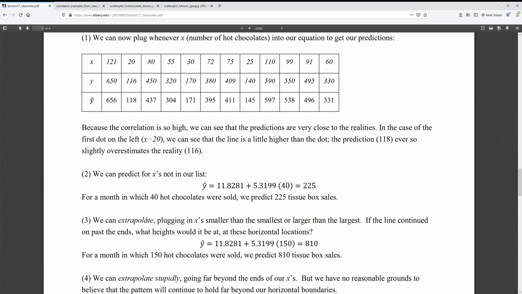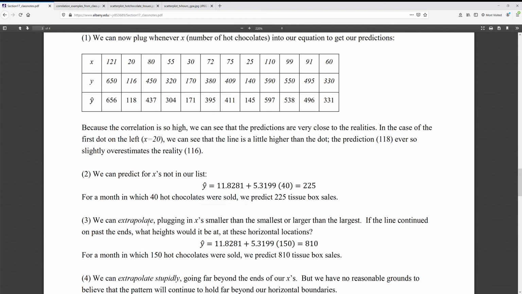Now again, there's no direct causal relationship, but this is not that mysterious either, right? It's got to do with temperature. If there were a month in which the temperature was such that you were selling 40 hot chocolates, then with a fair degree of accuracy, you could predict 225 tissue box sales. So temperature is what we call a lurking variable. We'll talk about that a bit later. Hot chocolates don't affect tissue boxes. They're both responding to temperature. There is a causal relationship there. It's just not a direct one.